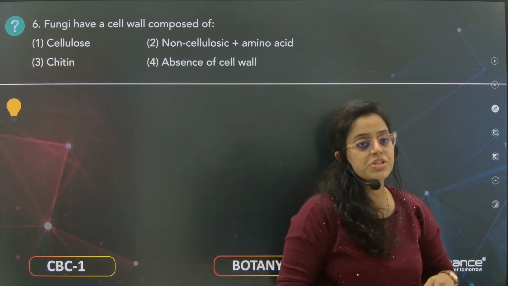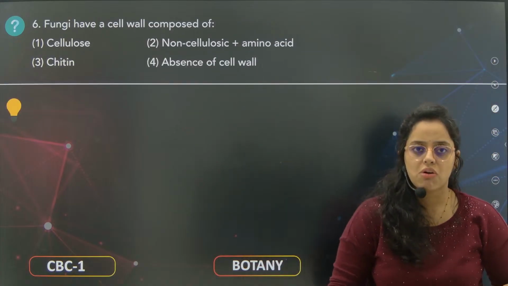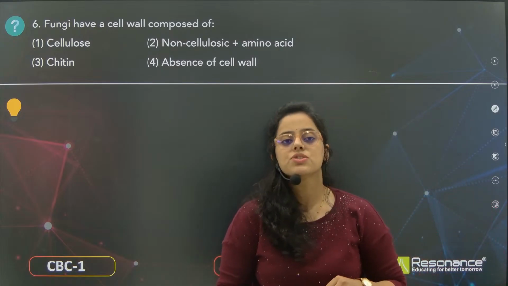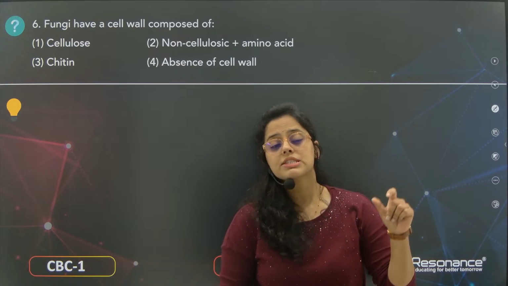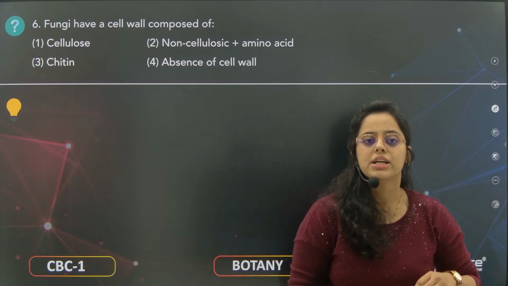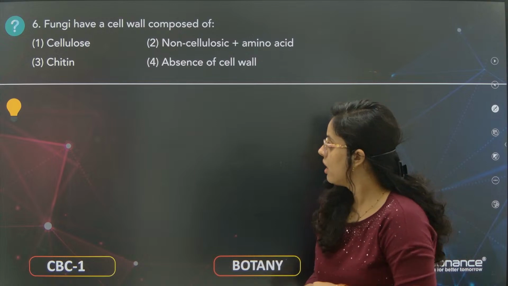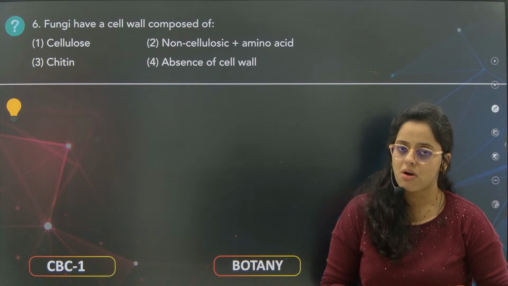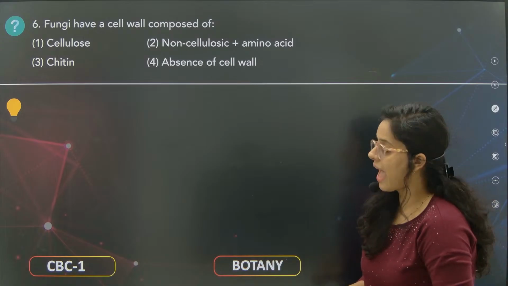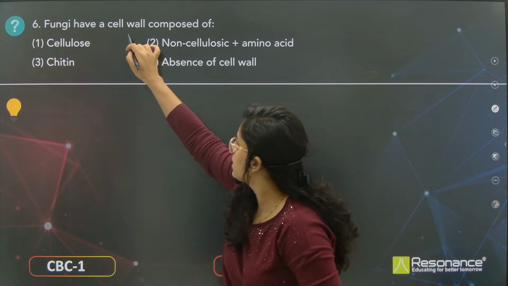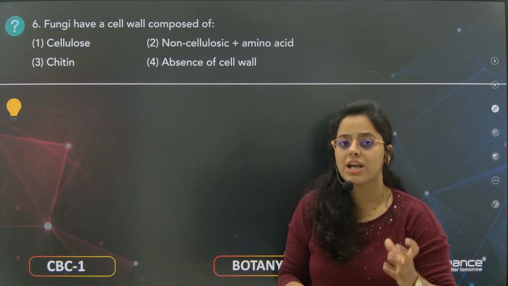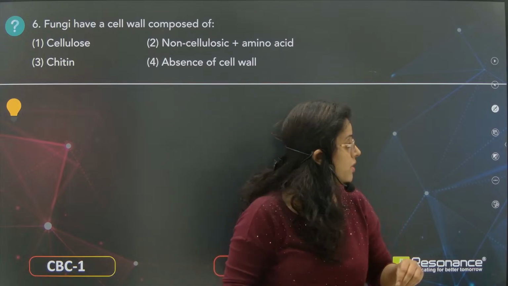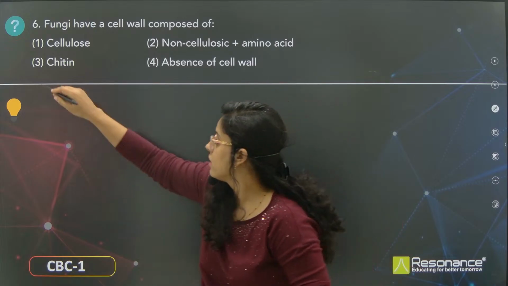Now coming to the next question, fungi have cell wall composed of. The cell wall of the plant consists of cellulose, whereas the cell wall of the fungi consists of chitin, okay? And what about the cell wall of the bacteria? It consists of polysaccharides, NAG and NAM, right? So here the fungi consist of chitin. So the answer is going to be chitin. The cell wall of the fungi consists of chitin.